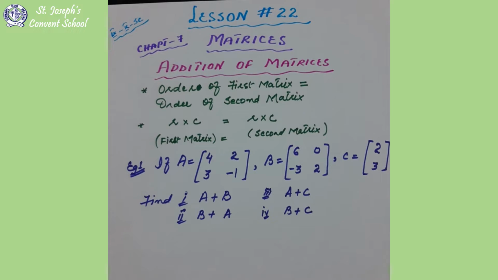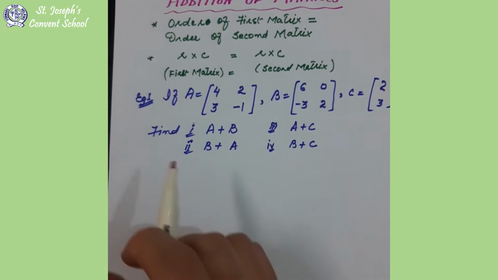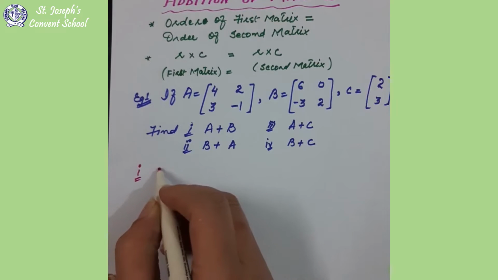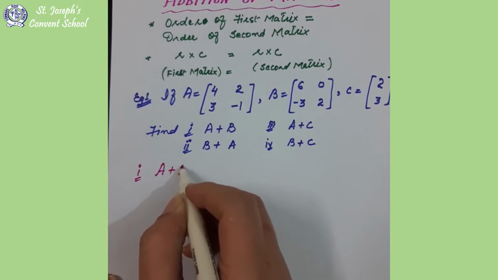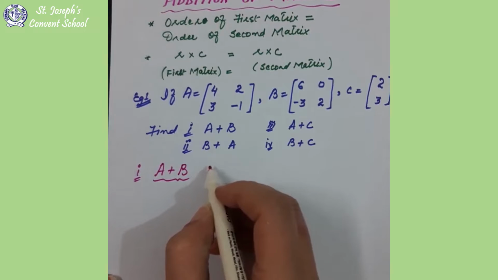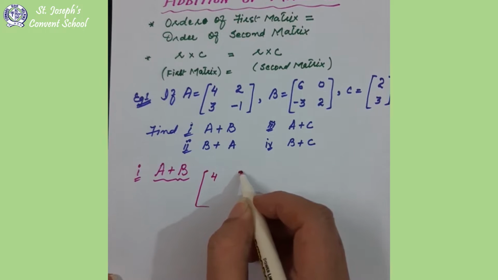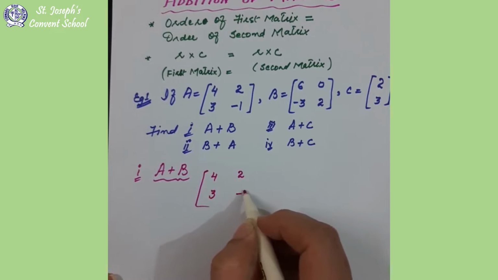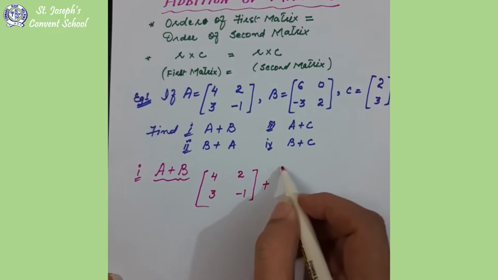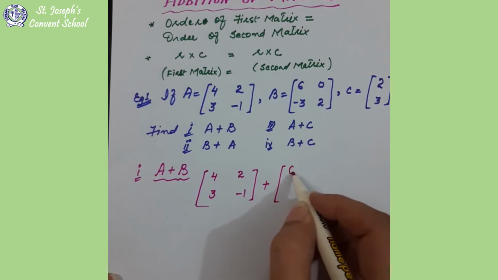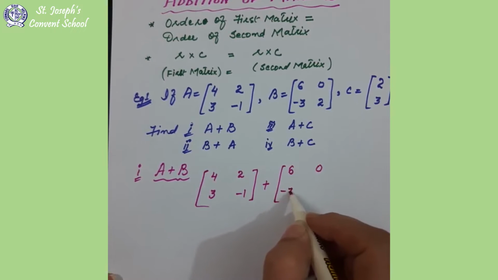Let's start with the first one. First we'll do A plus B, the first part of the question. So we will write these two matrices. Matrix A, 4, 2, 3, minus 1, plus matrix B, 6, 0, minus 3 and 2.